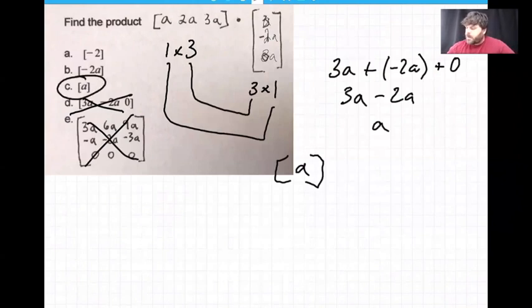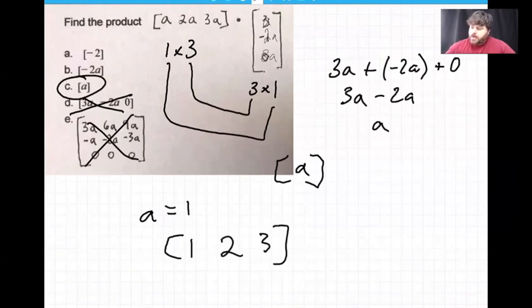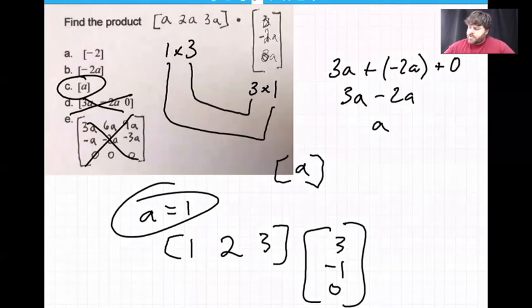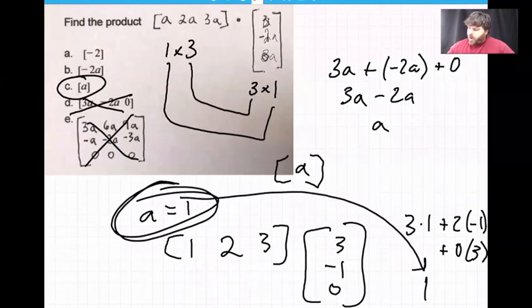Now, I guess you could let A equal a number here. You could let A equal 1, and you would get 1, 2, 3 times 3, negative 1, 0. Okay, if A was 1, you would get this. And if you multiplied this, you'd get 3 times 1 plus 2 times negative 1 plus 0 times 3. You would get 1. So if A is 1, here's your 1. That means that's an A. Kind of a creative way to think about that one as well. You could pick a value for A and see which one works. You can even use your calculator then at that point.